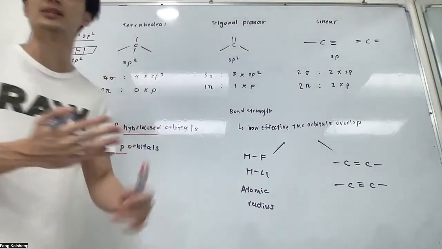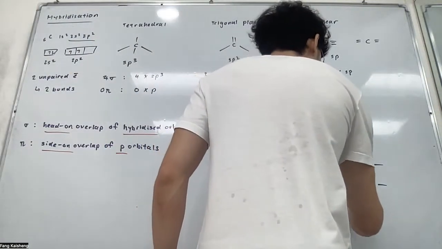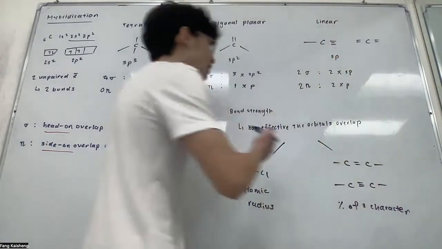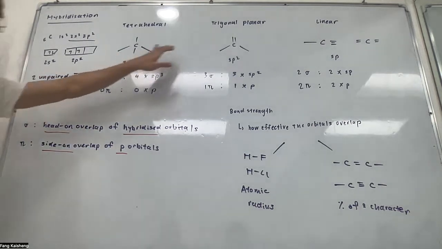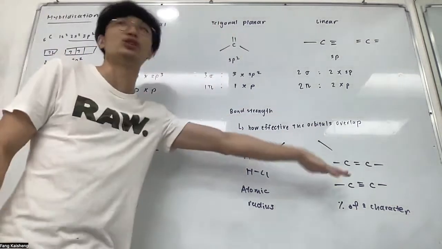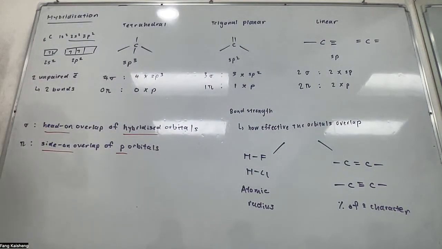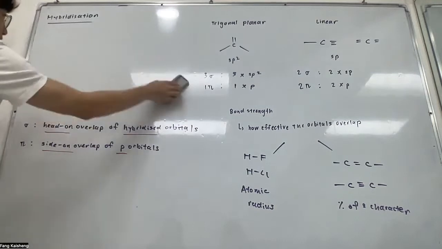You can't compare atomic radius because the carbons all have the same size. That's where we have to discuss, remember, the percentage of s character. The more s character you have, the more effective the orbitals overlap. That's what we discussed last lesson. So that's the application of hybridization. You can use the hybridization of each orbital to discuss which orbitals overlap better. So that's hybridization in a nutshell. Any questions? No? Okay.